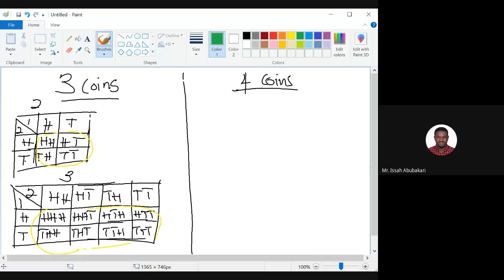We don't have only head inside. The only head that we have is this one, but it's 3 heads. But the question was asking us to find 2 heads. And because we don't have 2 heads, it will be 0 divided by the total possible outcome, which is what? 8. So our probability will be what? 0%, or just 0. Is that okay?